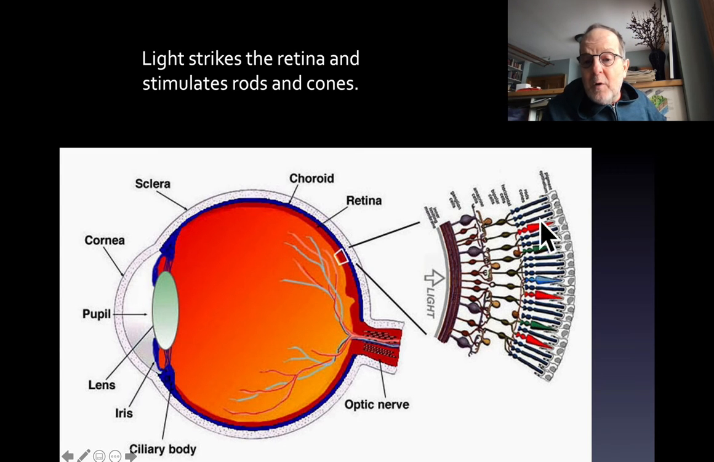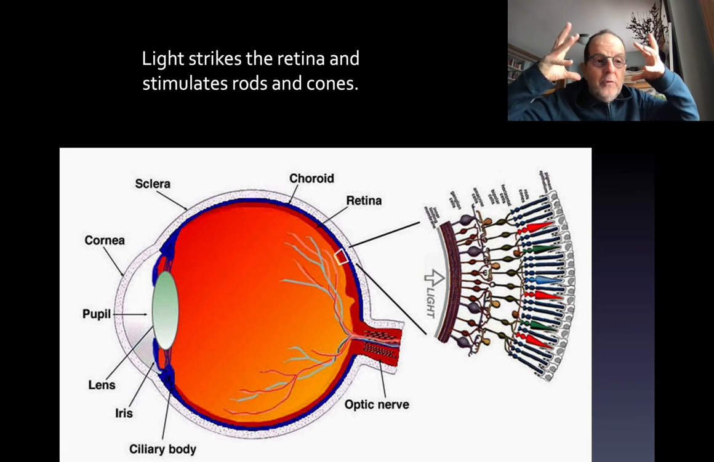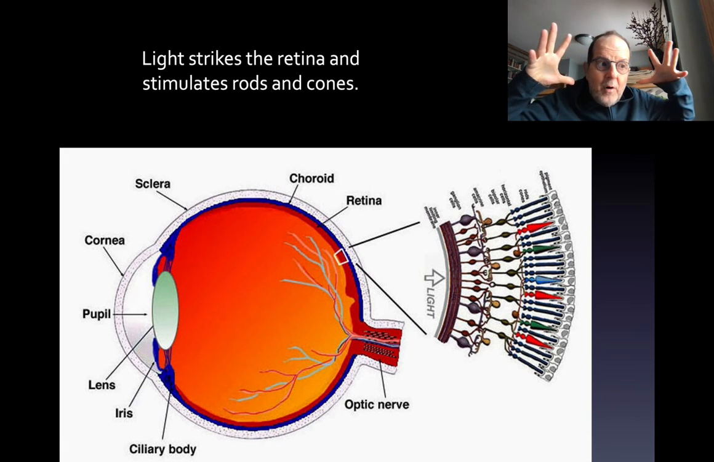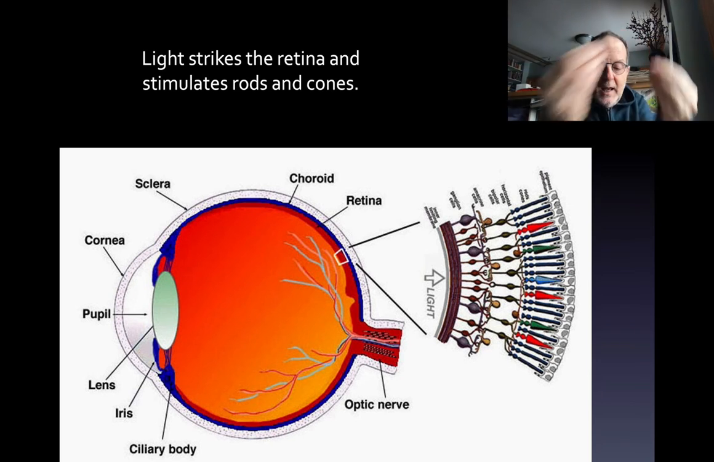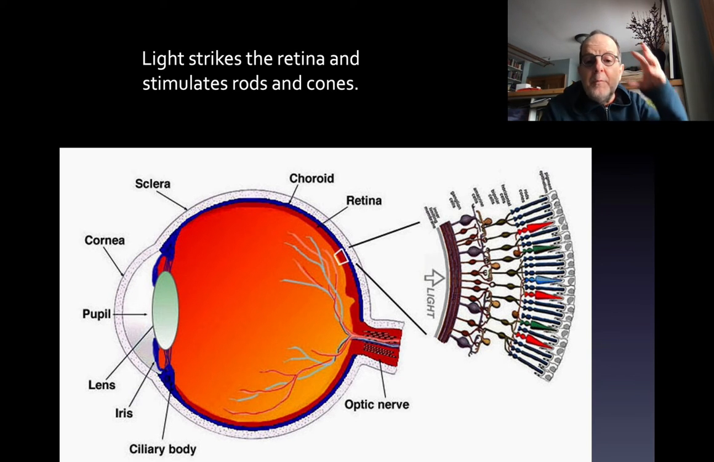But your rods are more concentrated in your peripheral vision. So in fact, as you lose more and more light, your peripheral vision doesn't get better as such, it's just more sensitive than straight ahead, because your rods tend to be packed on the sides of your retina.